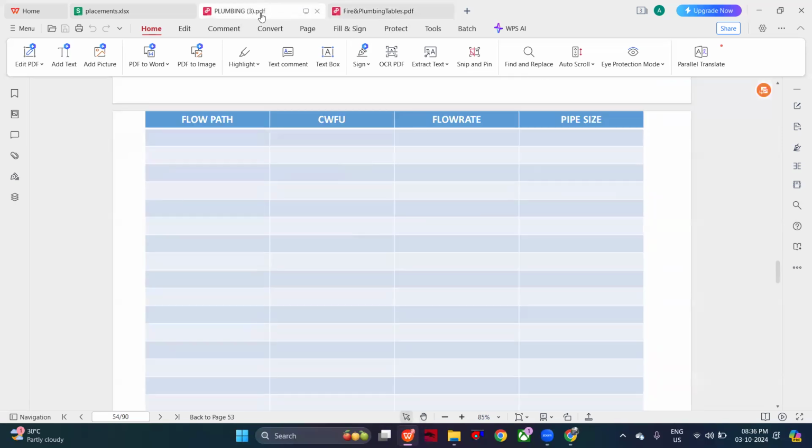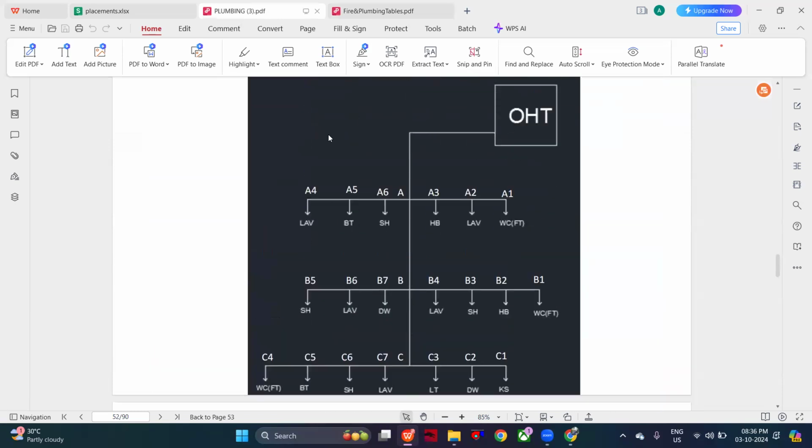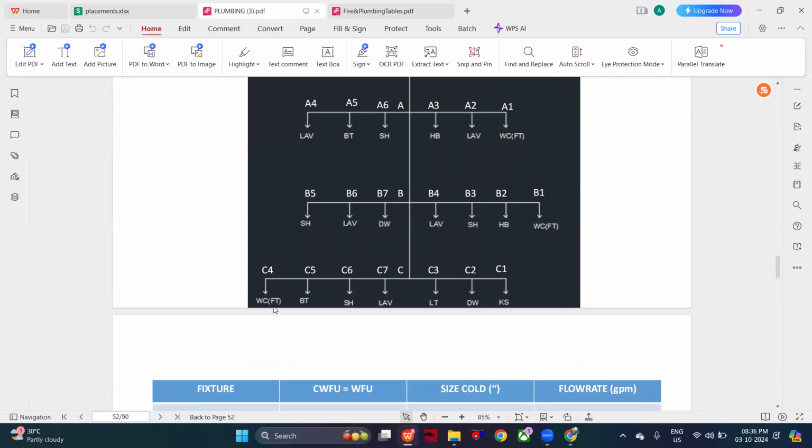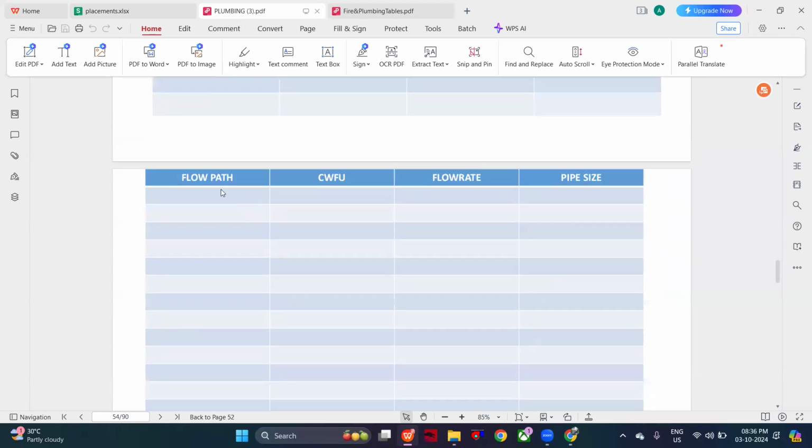Flow path. Flow path means from the bottom, that means from the farthest branch we have to take from the starting. We're doing the last. From the last we do. So the flow path is the water flowing from C5 to C4. This pipe segment sizing I'm going to do. This segment based we're going to do the pipe size. C5 to C4, that means the pipe size. So here the flow path.